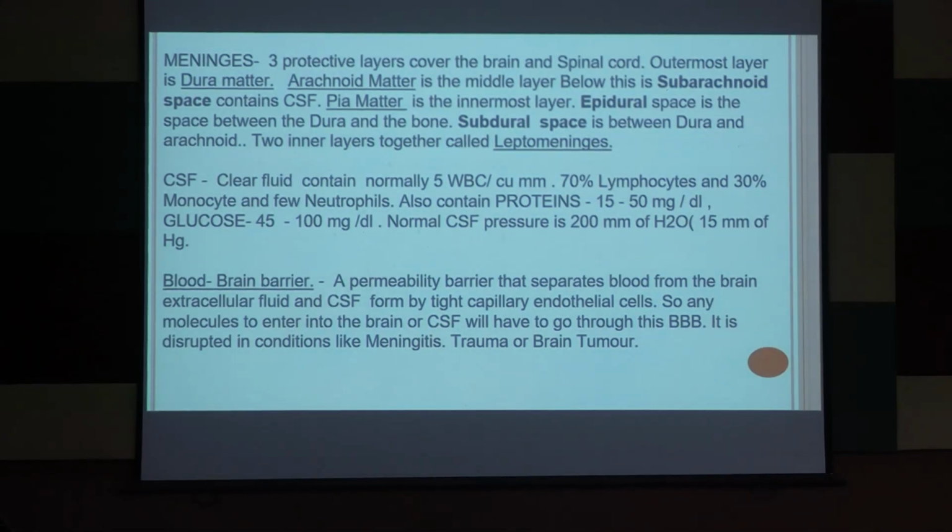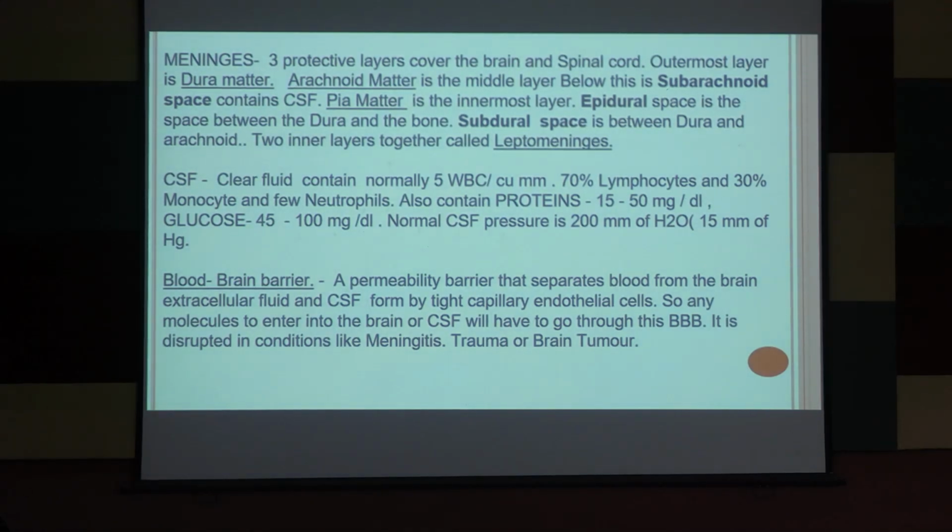CSF, you know, is cerebrospinal fluid. It is almost a clear fluid running in the cerebrospinal space in the brain and also in the spinal cord. It normally contains 5 WBCs per cubic millimeter. 70% of them are lymphocytes, 30% are monocytes. There are very few cells, only 5 per cubic millimeter normally, and few neutrophils.